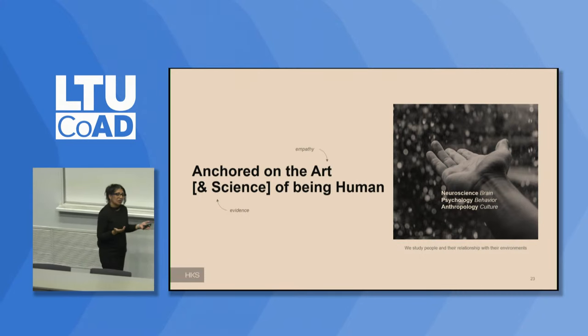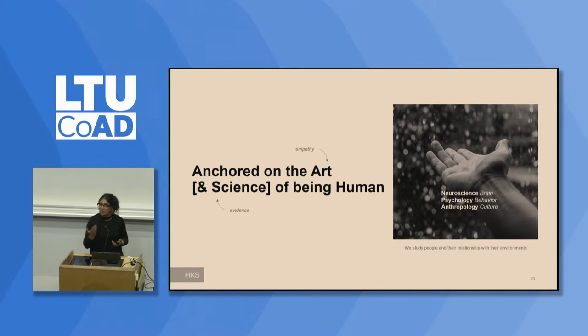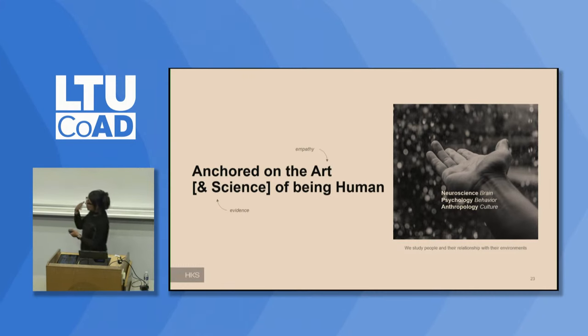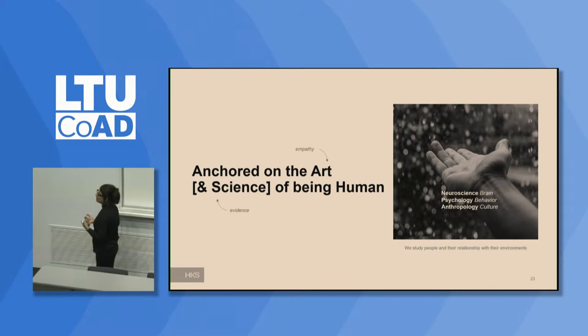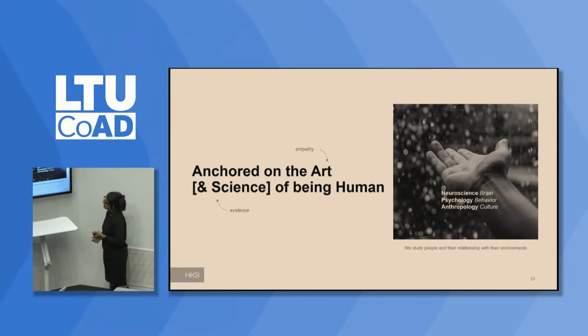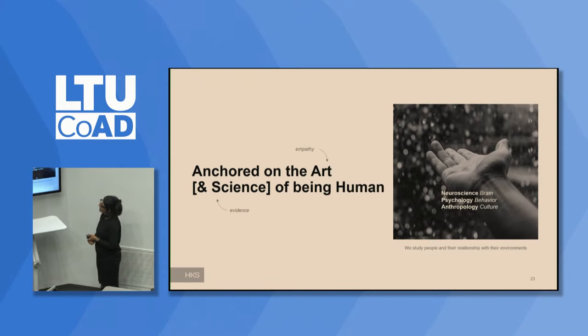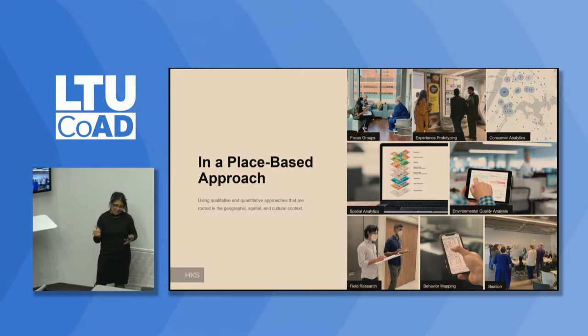It actually takes a lot of time to understand people, design for people, and do it in a way that's impactful. So for us, art and the science, both are important. Empathy is important, evidence is important, and people's relationship with their environments is important. And why do we do it? We do it in a very place-based approach.